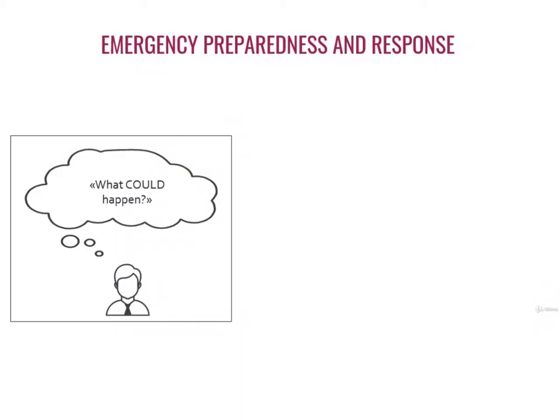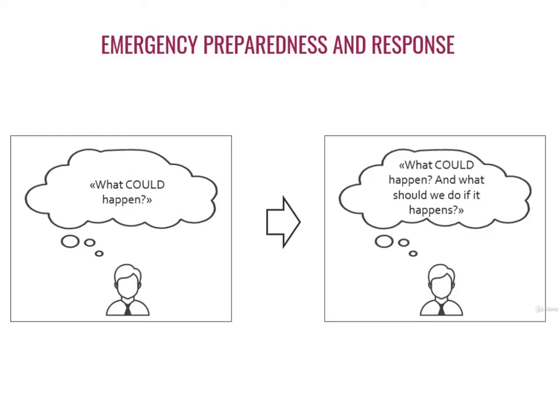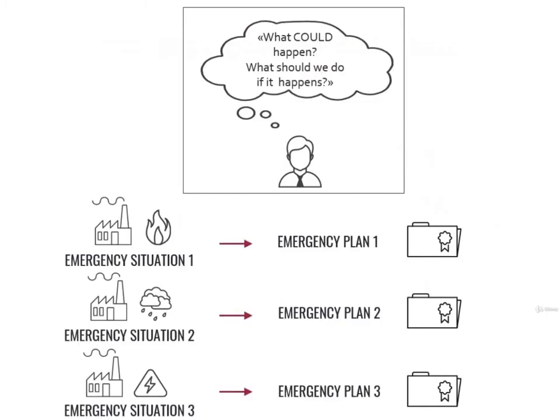You might remember that we talked a lot about prevention, which means always asking this question first: what could happen? Well, when prevention is applied to emergency preparedness, we ask ourselves something more. We ask ourselves, what could happen, and what should we do if it happens? Here you can see our OH&S professional on top. And here on the bottom you can see the results of his thinking, which we will talk about with our usual step-by-step approach.